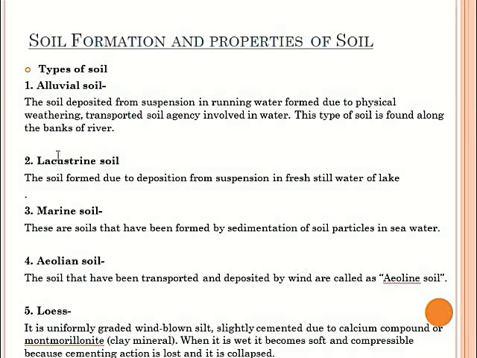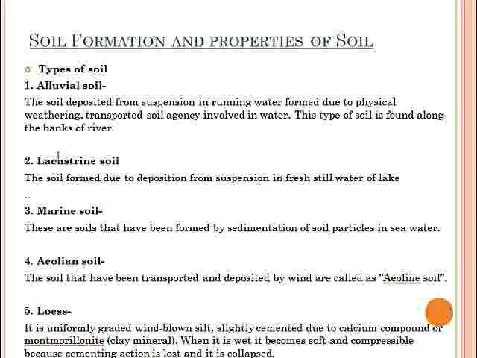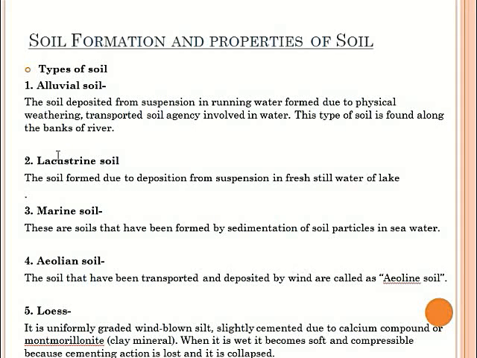The second type of soil is called lacustrine soil. The soil formed due to the deposition from suspension in the fresh still water of the lake is called lacustrine soil. So basically, near the lake, this type of soil is present.